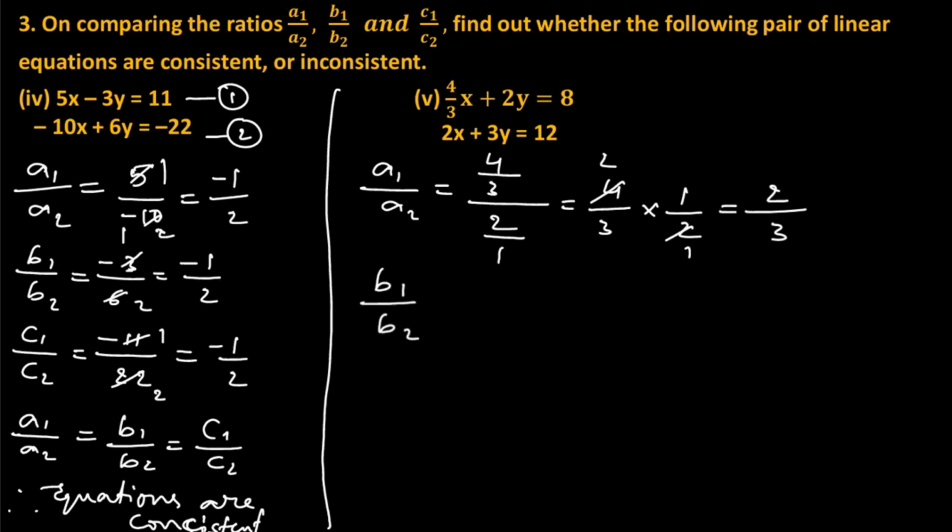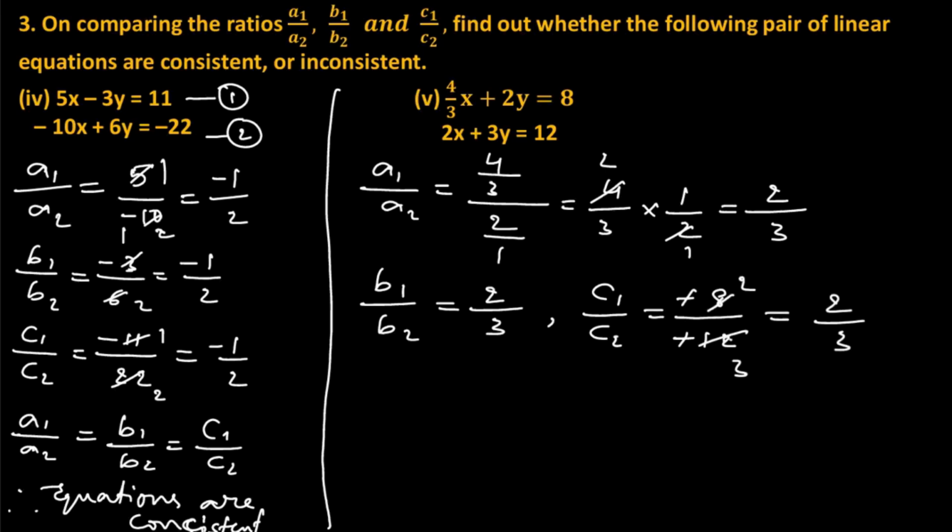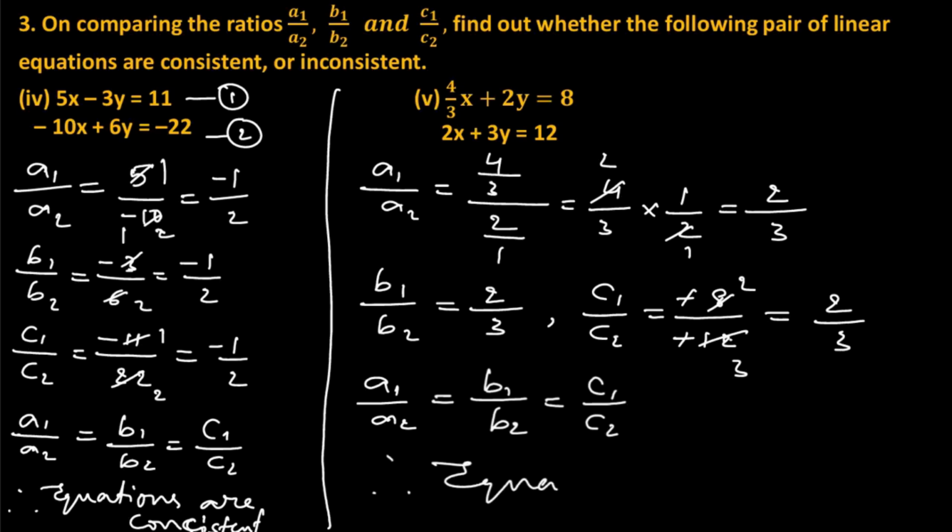b1 by b2 is equal to 2 by 3 again. Next, c1 by c2 is equal to minus 8 divided by minus 12. Minus minus got cancelled. 4 twos are 8 and 4 threes are 12. You can write this as 2 by 3. a1 by a2 is equal to b1 by b2 is equal to c1 by c2. So the lines are coincident. Equations are consistent. What is our next problem?